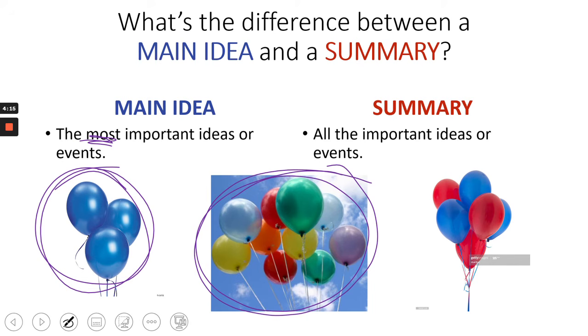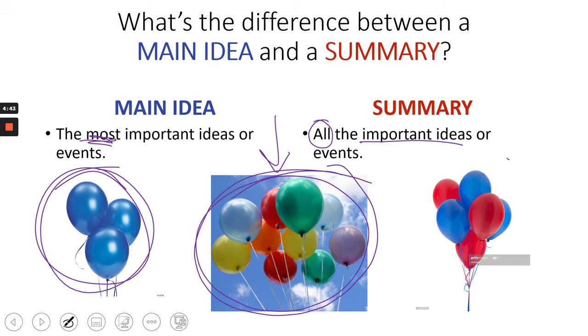Now, if I come back again, right here in the middle, to my great big bundle of balloons, remember that's like the whole text, and now I want to do a summary. I'm not going to let go as many balloons. I'm not going to pop as many. I'm going to keep more of them around because I want all the important ideas or events. The main idea, I've got to sift through and pick just the most important ones. But when I'm doing this summary, I want to list all the important ideas.